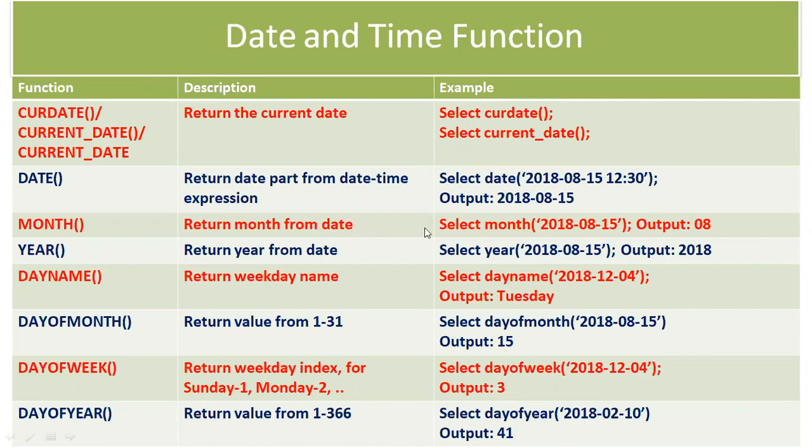Month returns the month. Select month, it will output the month you have given, the 8th month, so it will return 8. And year will display the year, 2000. Day name from this, for the given day, it will give the day name, so it is Tuesday. In that, 12 is the month, and that will be Tuesday. And day of month will display the day of the month, which is 15. And day of week, first week, second week, third week, it will display in numeric. Day of year will be displayed.